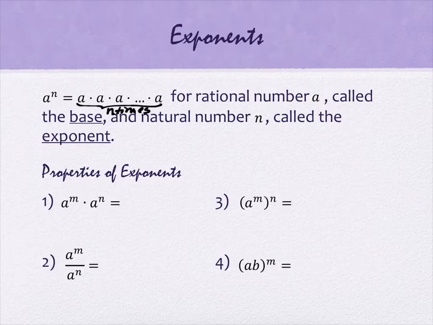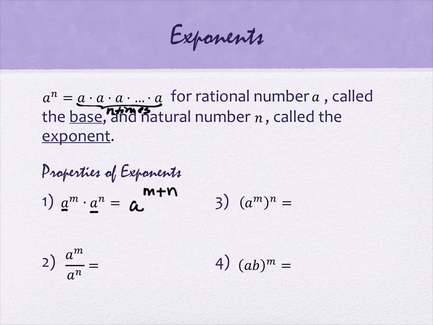But the first one is actually same base. Notice they all have the same base, a to the m times a to the n. These match. And when that happens, that actually yields the addition of the exponents. And it doesn't matter what the exponents are. We're specifically looking at exponents that are natural numbers, like 1, 2, 3, 4, and so forth.